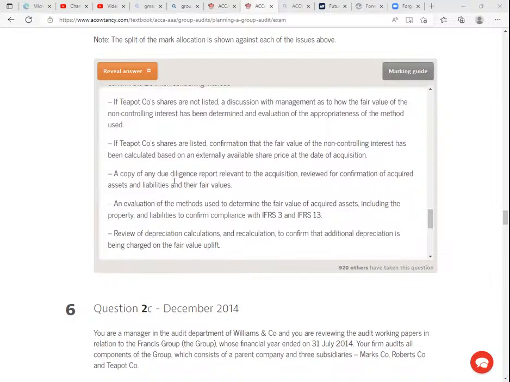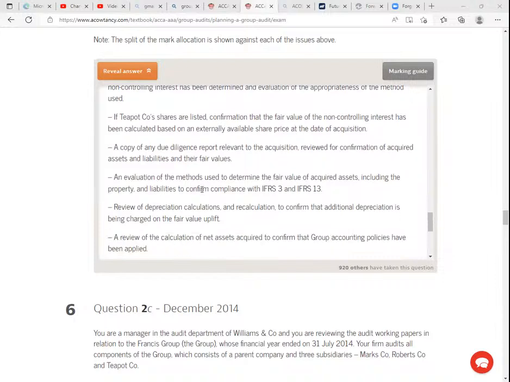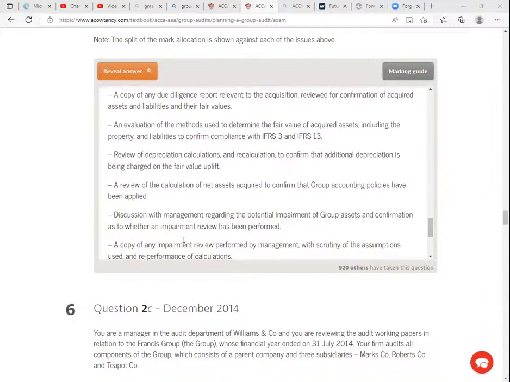A copy of any due diligence report relevant to the acquisition reviewed for confirmation of acquired assets and liabilities and the fair value. An evaluation of the methods used to determine the fair value of acquired assets, including the property and liabilities. Review of depreciation calculations and recalculations to confirm that additional depreciation is being charged on the fair value uplift. A review of the calculation of net assets acquired to confirm that the group accounting policies have been applied.